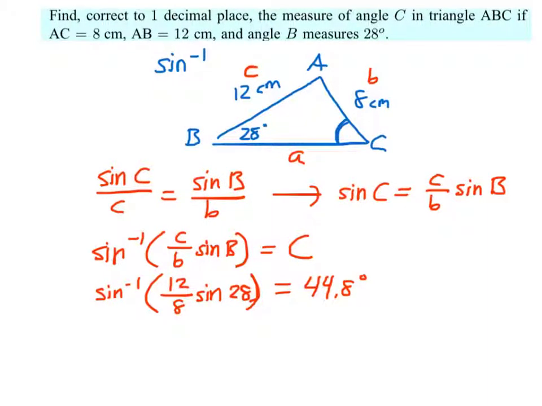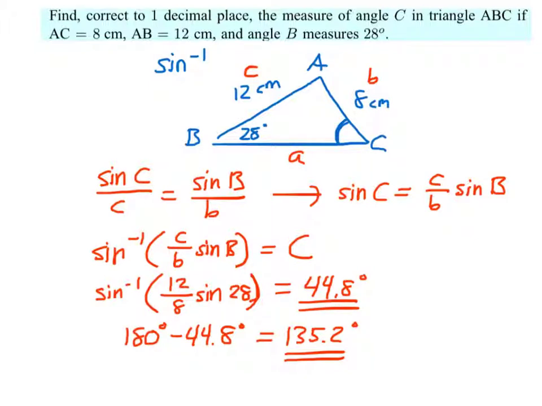But remember, when we're finding the inverse sine, we have to find the second angle here. So C could also be 180 degrees minus 44.8, which equals 135.2. And so now I have two answers for this problem, which means I have two ways to draw the triangle above. C could be an acute angle of 44.8, or it could be an obtuse angle of 135.2. Let's take a look at how this situation arises.